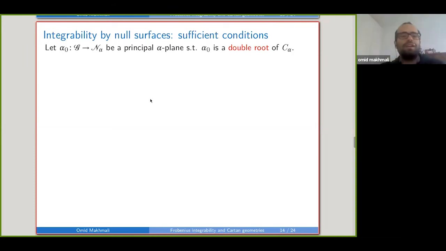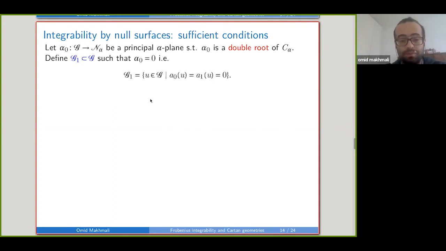Okay, so now to find some sufficient conditions, let's assume that we have a principal alpha plane and assume that it's a double root of the quartic. Because we have a double root and the structure group acts transitively on roots, we can use the action and translate the root to alpha equal to zero. That means we consider points in the principal bundle at which the first two coefficients of the quartic vanish. We can always do that, assuming there's a double root.